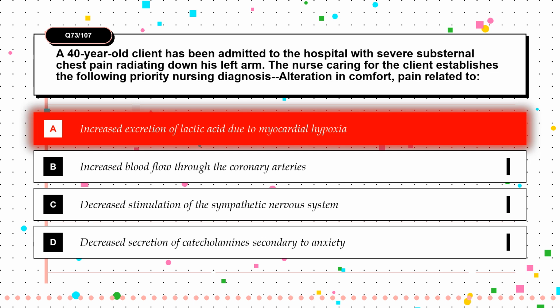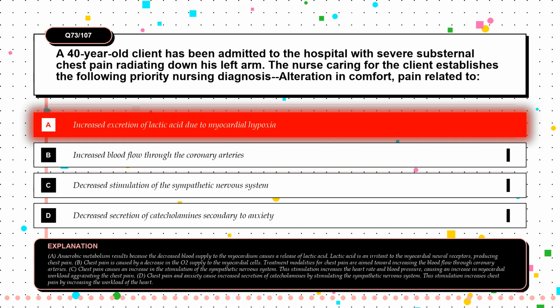The correct answer is option A. Increased excretion of lactic acid due to myocardial hypoxia. A. Anaerobic metabolism results because the decreased blood supply to the myocardium causes a release of lactic acid. Lactic acid is an irritant to the myocardial neural receptors, producing chest pain. The chest pain is caused by a decrease in the O2 supply to the myocardial cells.